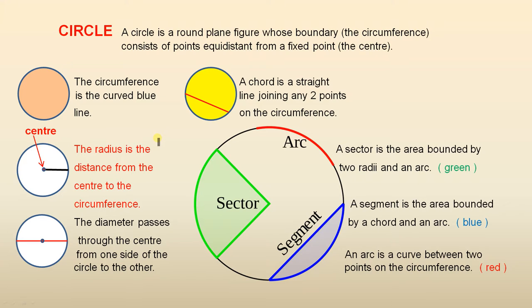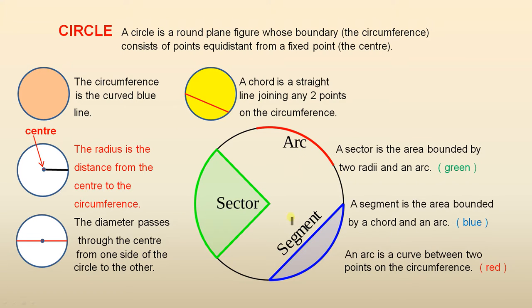The radius is the distance from the center to the circumference. So from here to here, that distance is called the radius. The diameter passes through the center from one side of the circle to the other. So this red line here is the diameter. And if you look carefully, it's actually twice as long as the radius. A chord is a straight line joining any 2 points on the circumference. So that line there is a chord, and it does not have to go through the center. As long as it joins any 2 points on the circumference, it is a chord.